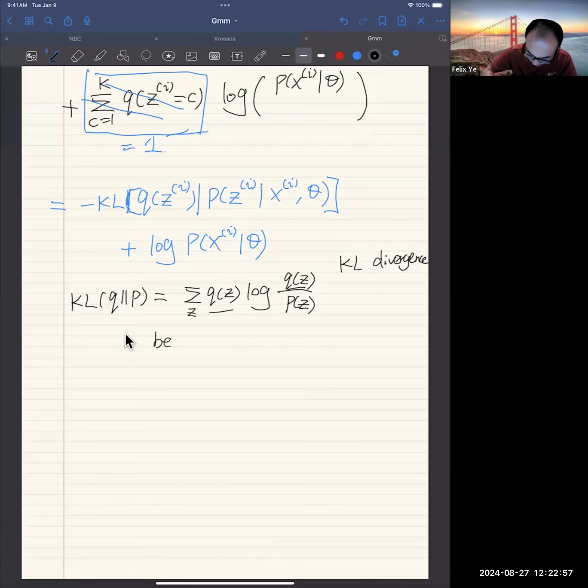between two probability distributions, P and Q. The KL divergence has a very important property. The very important property states the following. The first thing is this KL divergence is always bigger or equal than 0.